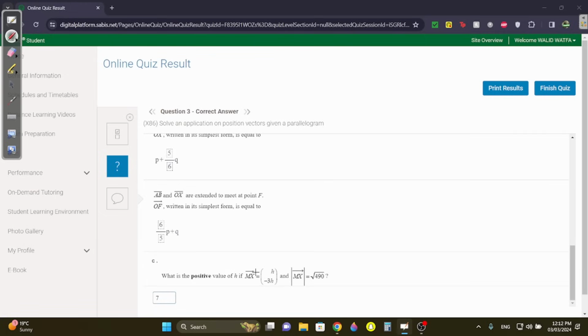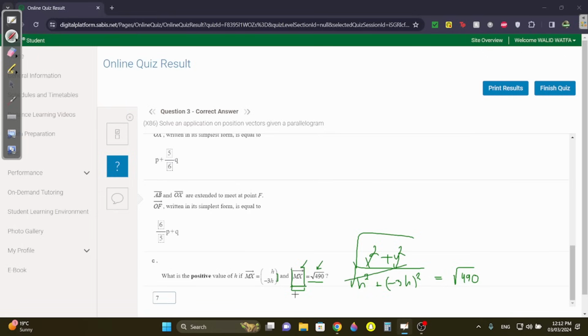What's the positive value of h if MX, this is MX, the vector h and minus 3h, and the magnitude of MX is radical 490. How do you find magnitude? We said it's radical x squared plus y squared, right? X squared in this case is h, so h squared, plus y squared, which is minus 3h squared, under a radical equals radical 490. Why am I telling you this is the magnitude? Because they put the symbol of magnitude, the two dashes.